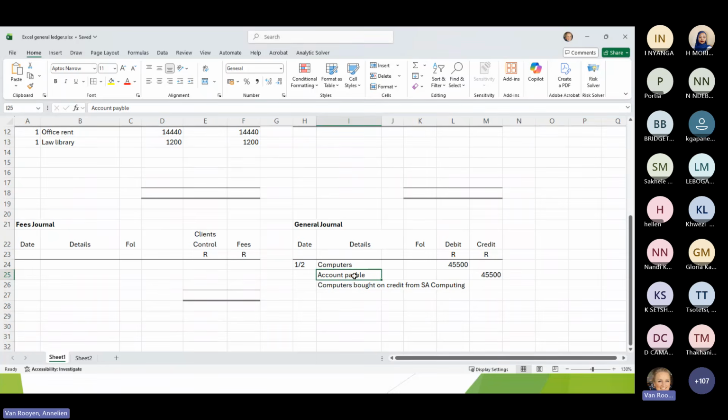Okay, next one. Sia? Evening, ma'am. Can I ask, ma'am? Yes. Is there a mark for the explanation, computers bought on credit? Yes. If the question asks you for anything, if there's a block for something, you'll get a mark for it. So if there's no block in your general journal for the narrative, then obviously it's not necessary to put it in, and there won't be a mark for that. But if there's a block, you'll get a mark for the narrative, yes.